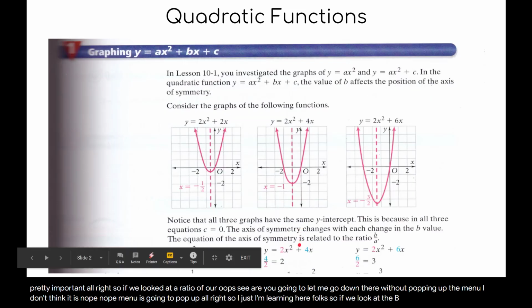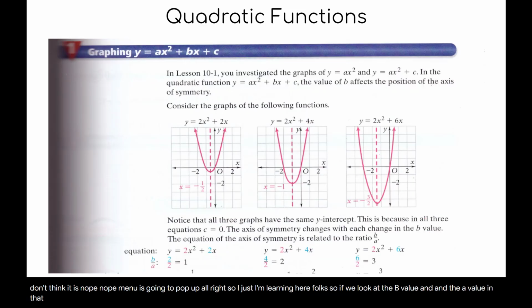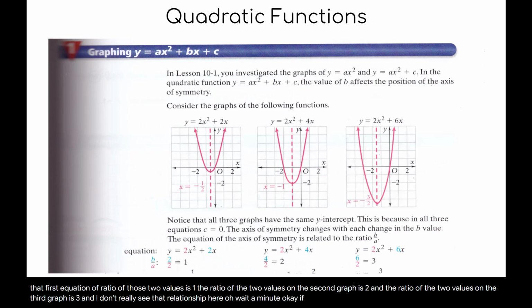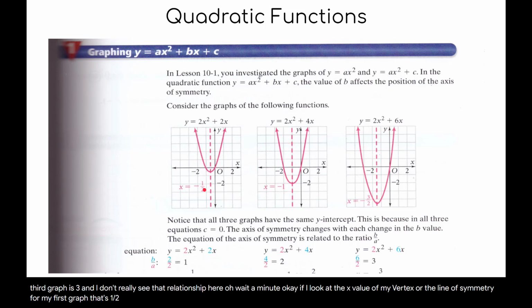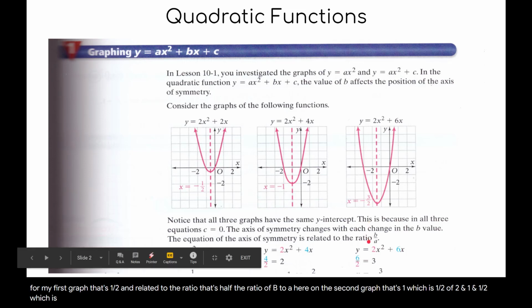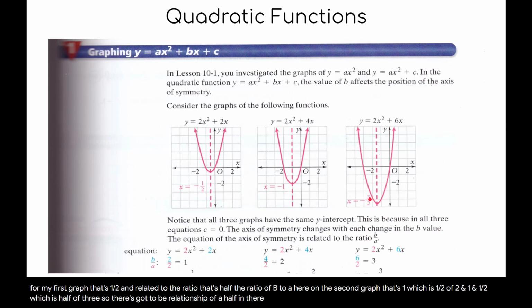So if we look at the b value and the a value, in that first equation, the ratio of those two values is 1, the ratio of the two values on the second graph is 2, and the ratio of the two values on the third graph is 3. And I don't really see that relationship here. Oh, wait a minute. Okay. If I look at the x value of my vertex, or the line of symmetry, for my first graph, that's 1/2. And related to the ratio, that's half the ratio of b to a. And if I look at my x value here on the second graph, that's 1, which is 1/2 of 2, and 1.5, which is half of 3. So there's got to be a relationship of a half in there, right? At least you would think.